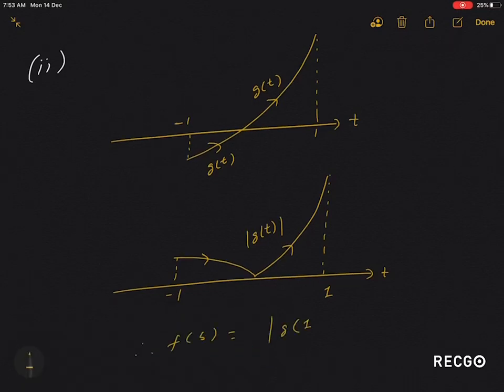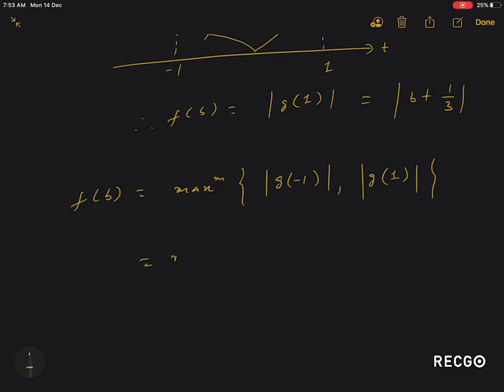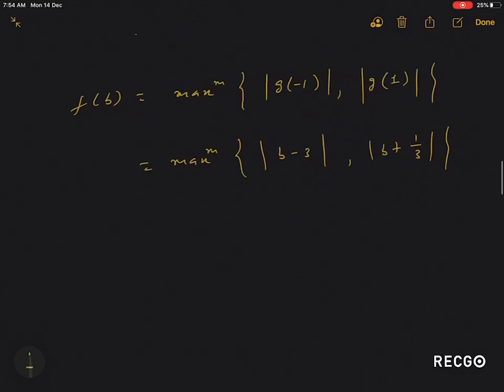As you can see, mod of g of 1, and g of 1 is 1 by 3 plus b, so mod of b plus 1 by 3. So depending on the situations, whether case 1 or case 2, f of b can be the maximum of the two cases. Either it can be mod of g of -1 or mod of g of 1, depending on which value is more. And substituting the values, we are getting f of b is equal to the maximum of mod of b minus 3 and mod of b plus 1 by 3, right?